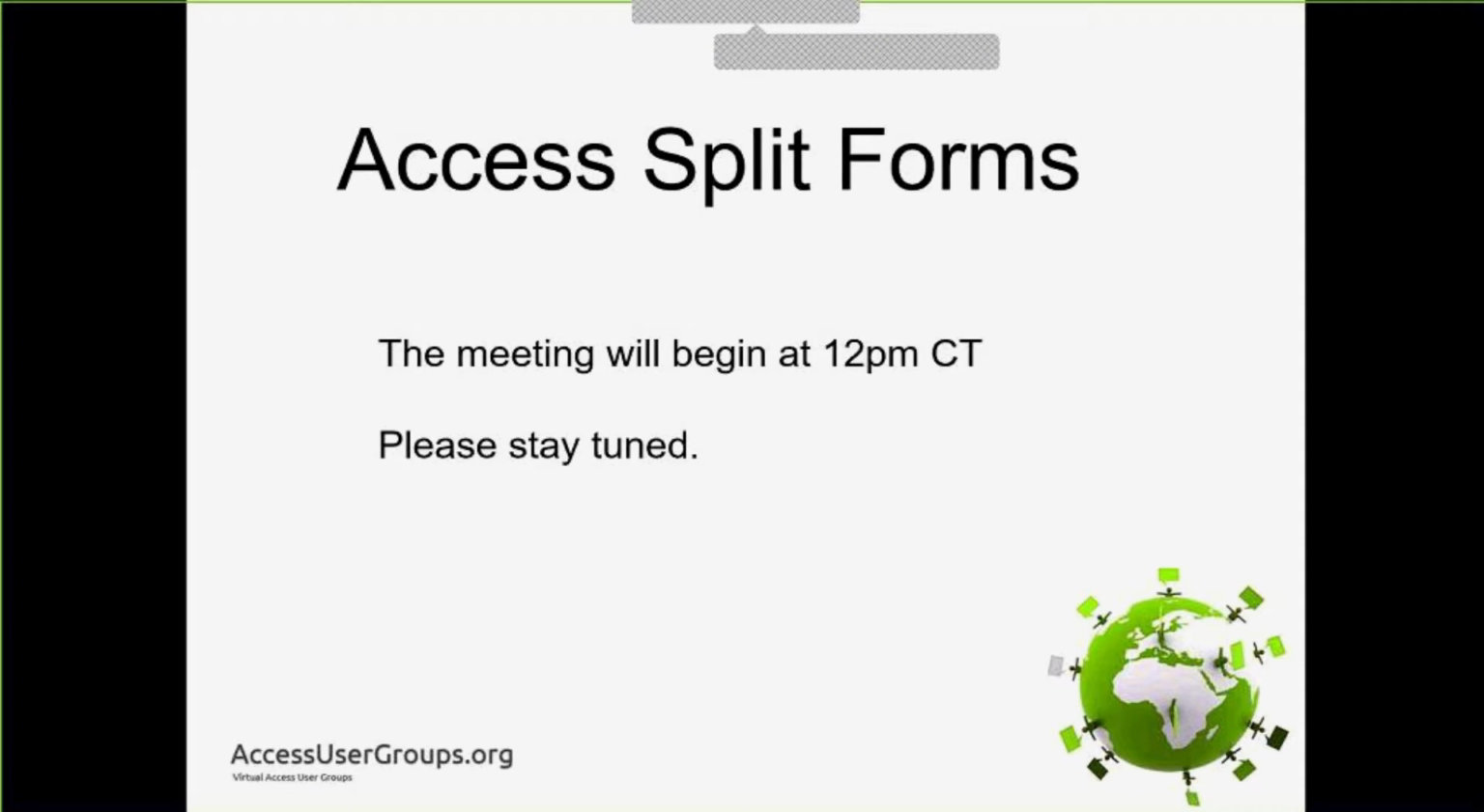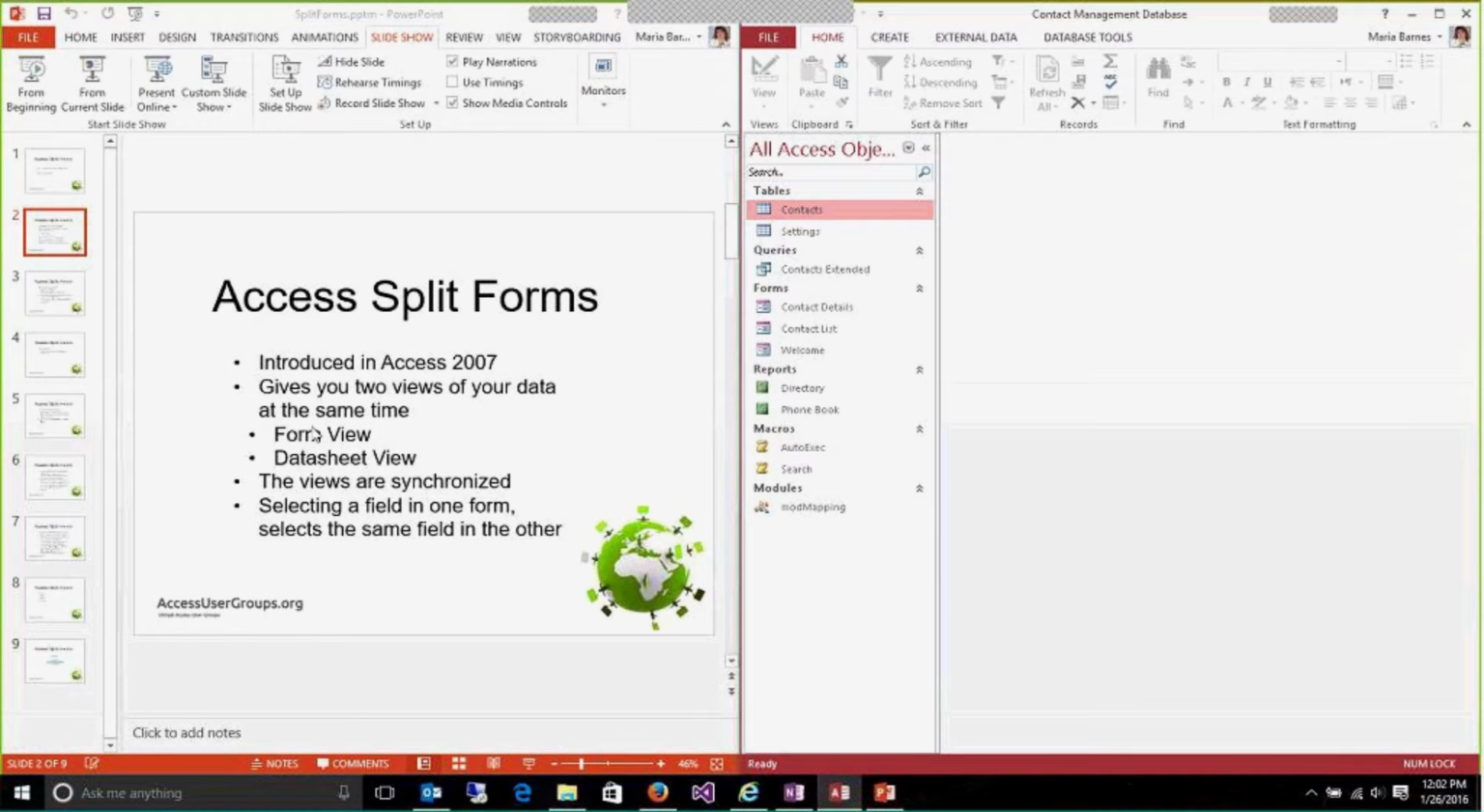I'm your moderator of Access Lunchtime and going to be speaking today about Access Split Form. This was introduced in Access 2007. And split forms are only for the desktop Access databases. This does not apply to the web databases, although you will notice as we go through here that some parts of it are similar to some of the things that you can do in web databases.